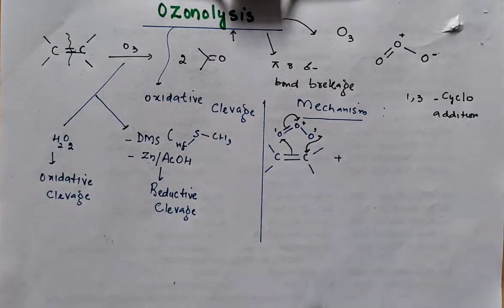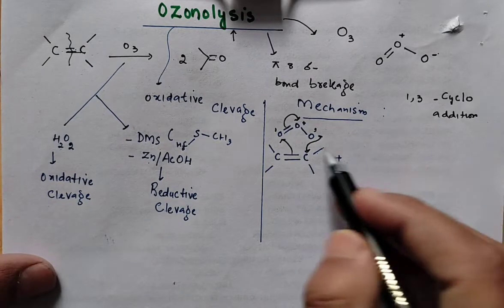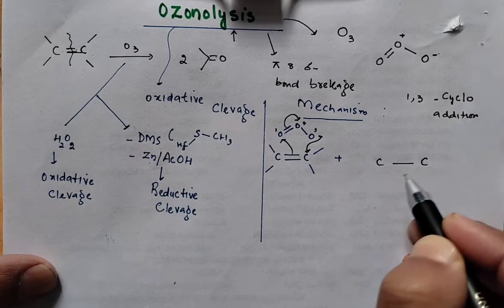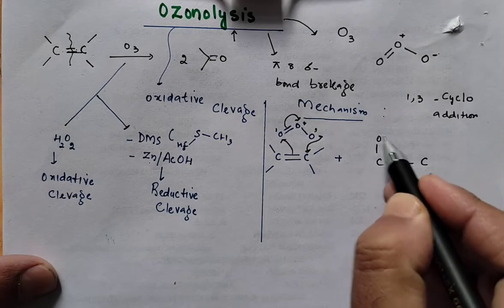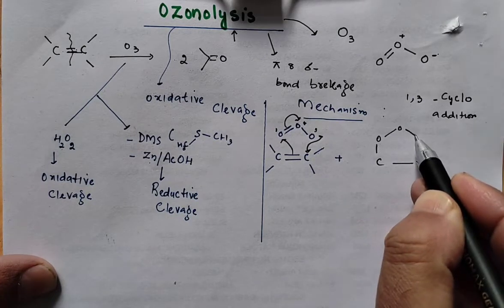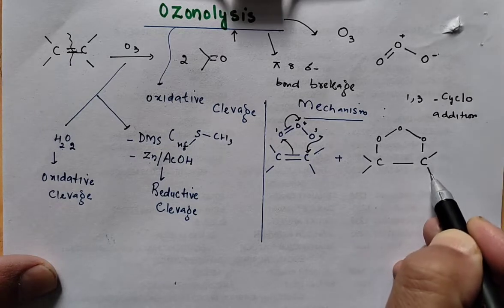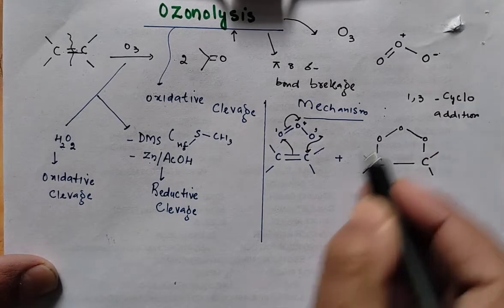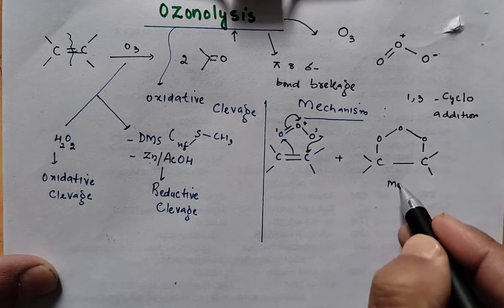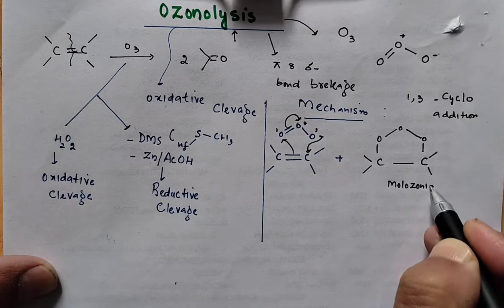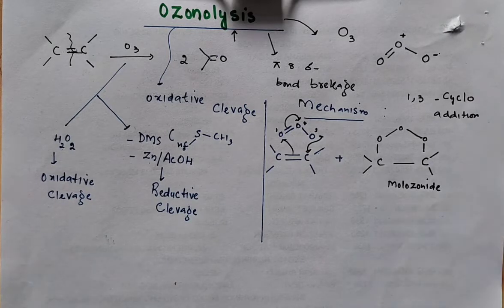So it's basically the ozone adds through a concerted mechanism, single step. Okay? So what it forms is this, this is what's formed. Okay? Now this structure that forms is called a molozonoid. Molozonoid. It's not ozonoid. Sometimes we make the confusion that we say it's an ozonoid. No, it's molozonoid. Then this gets rearranged to ozonoid.